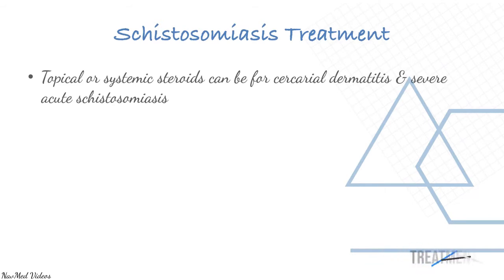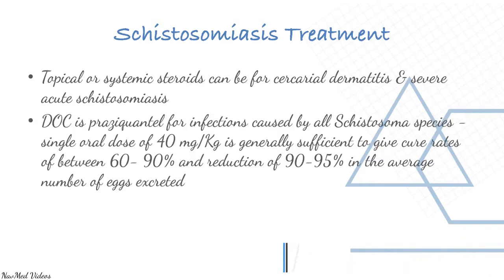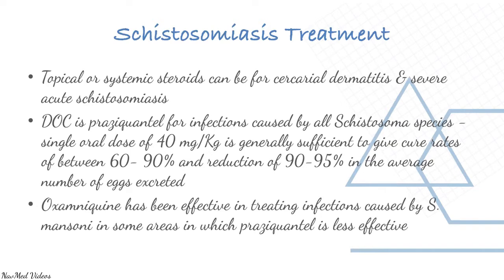Treatment is topical or systemic steroids, which can be used for cercarial dermatitis and severe acute schistosomiasis. Drug of choice is praziquantel for infections caused by all Schistosoma species. A single oral dose of 40 mg per kg is generally sufficient to give cure rates between 60 to 90% and a reduction of 90 to 95% in the average number of eggs excreted. Oxamniquine has been effective in treating infections caused by Schistosoma mansoni in some areas in which praziquantel is less effective.